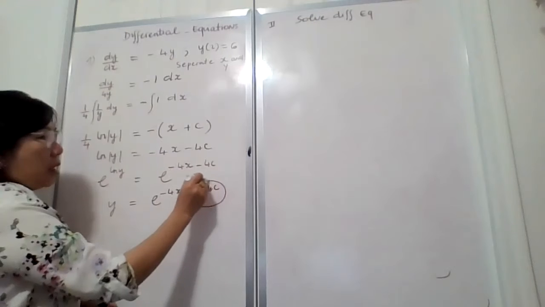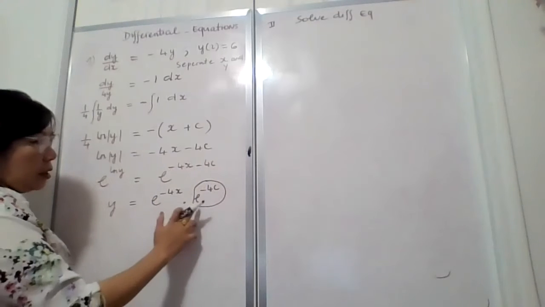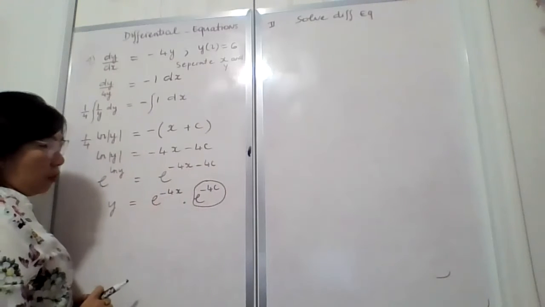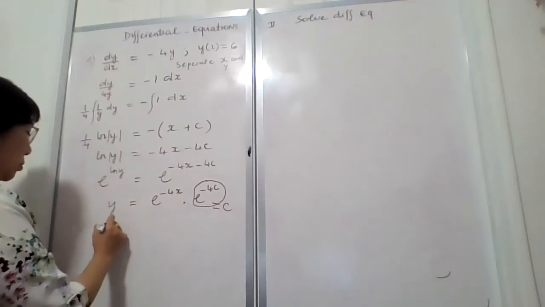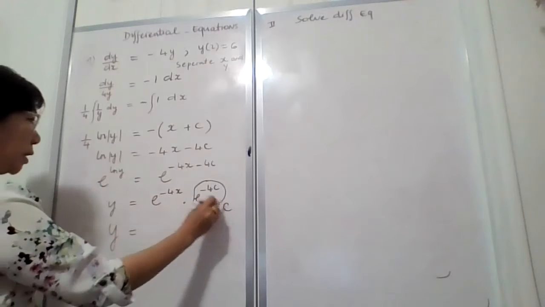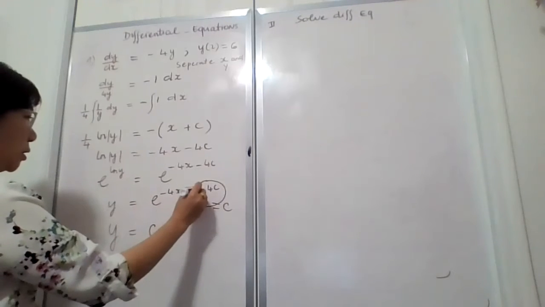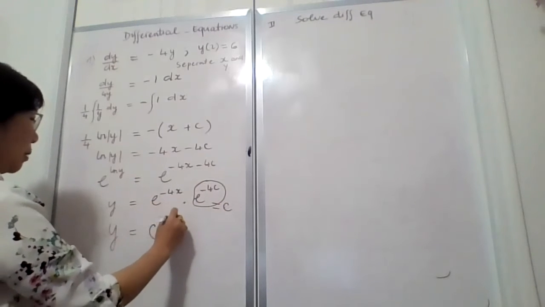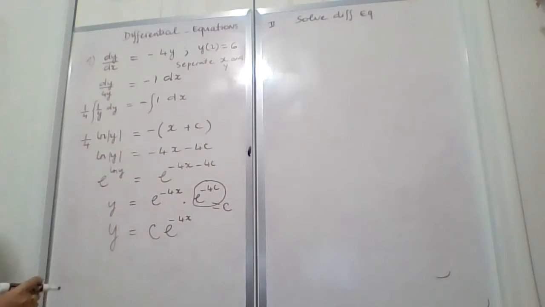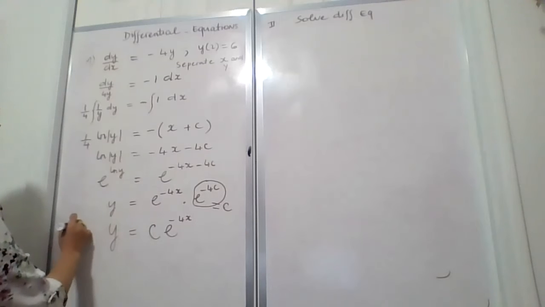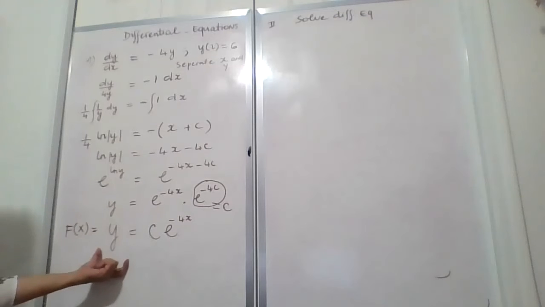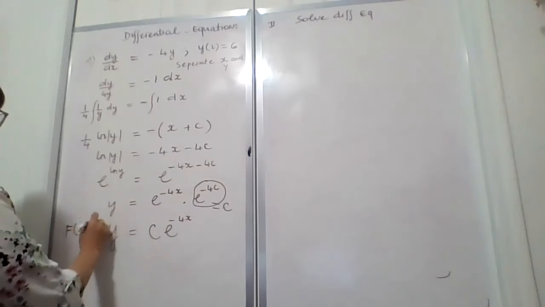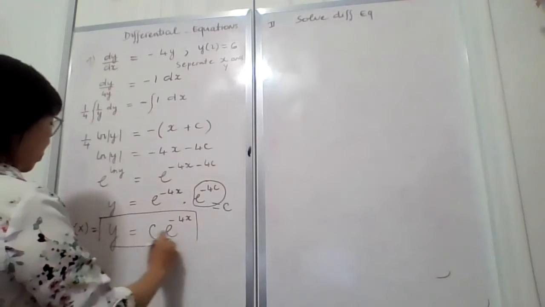Now this becomes a constant number. e to minus 4c just stands for a constant number. So I'm going to change this to become c. So now I have the equation y equals, I'm going to bring the c in front, right? Change this to c and bring it in front. So c e to minus 4x. Now at this point, what do we do? At this point, we have already achieved our original function, right? So f of x equals y equals this. This is our original equation.